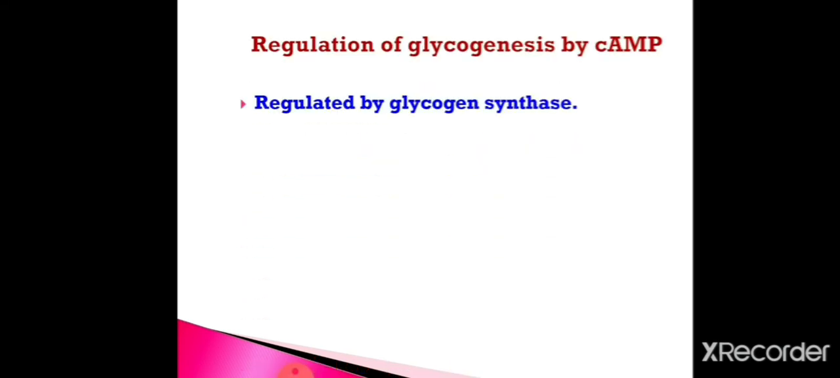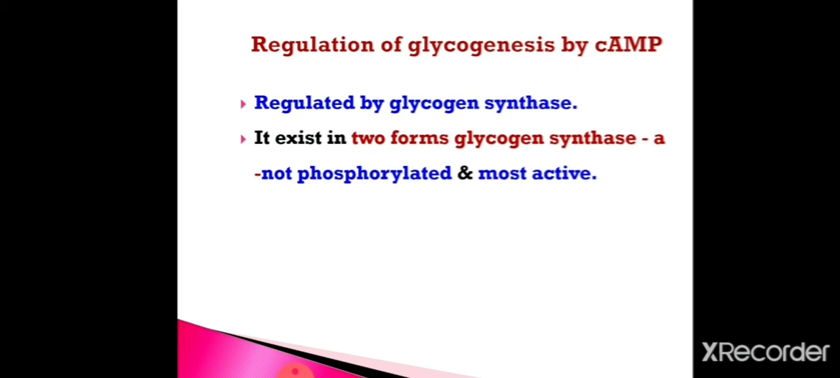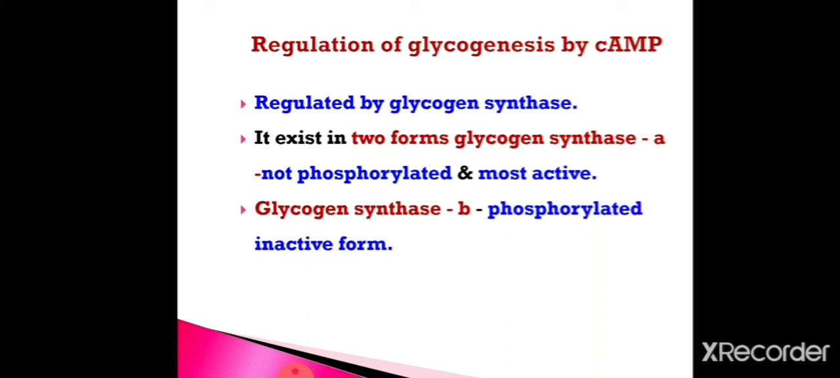We will see how the regulation of glycogenolysis by cyclic AMP occurs. So it is regulated by which enzyme? Glycogen synthase. This glycogen synthase exists in two forms: glycogen synthase A, the non-phosphorylated form, which is the most active form, and glycogen synthase B, which is phosphorylated and inactive. So when glycogen synthase is in the non-phosphorylated form, it is activated.